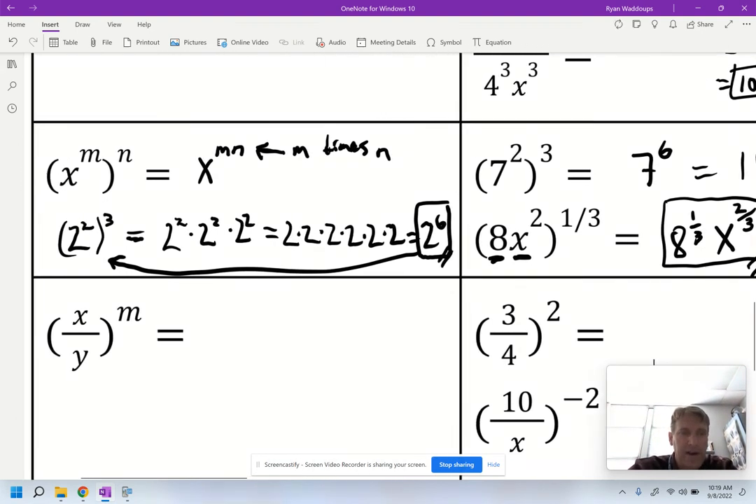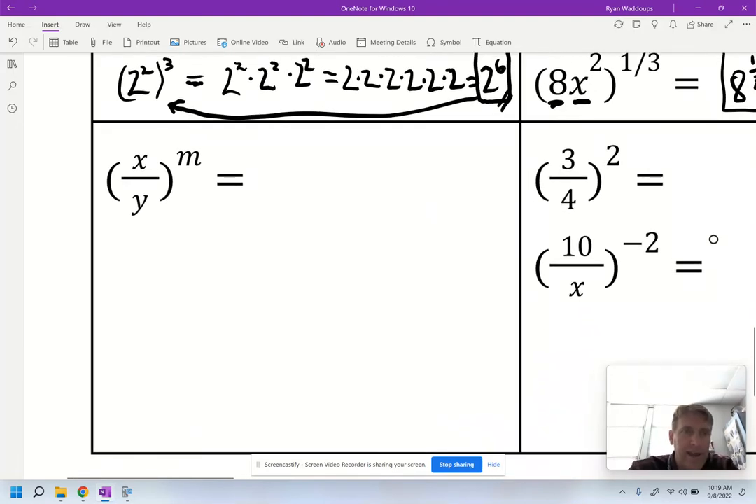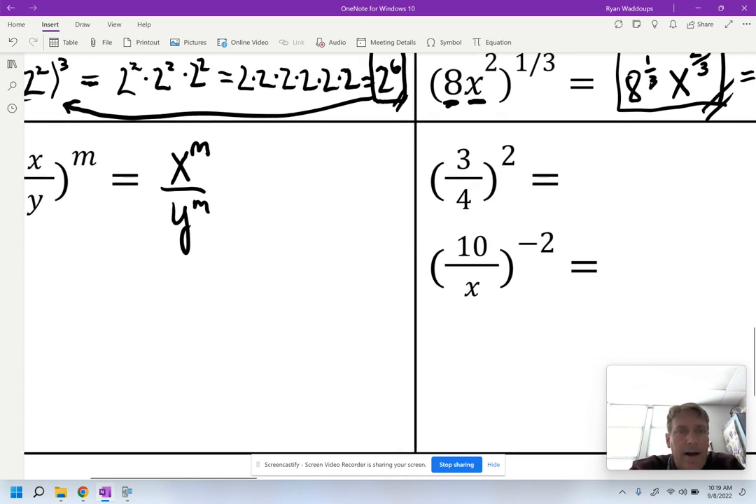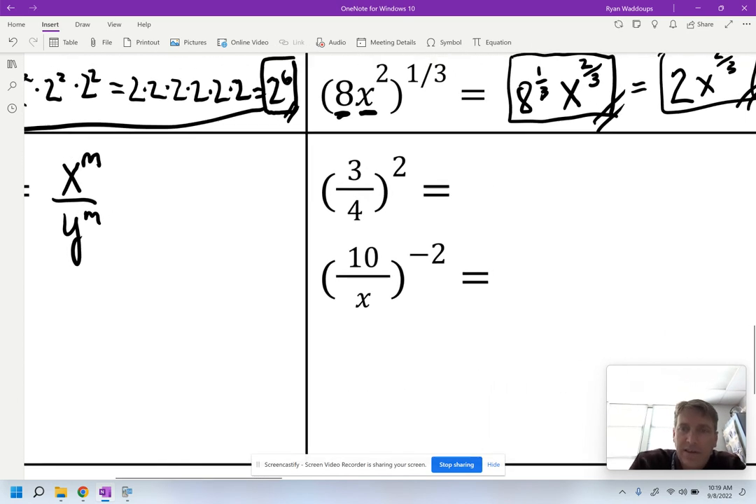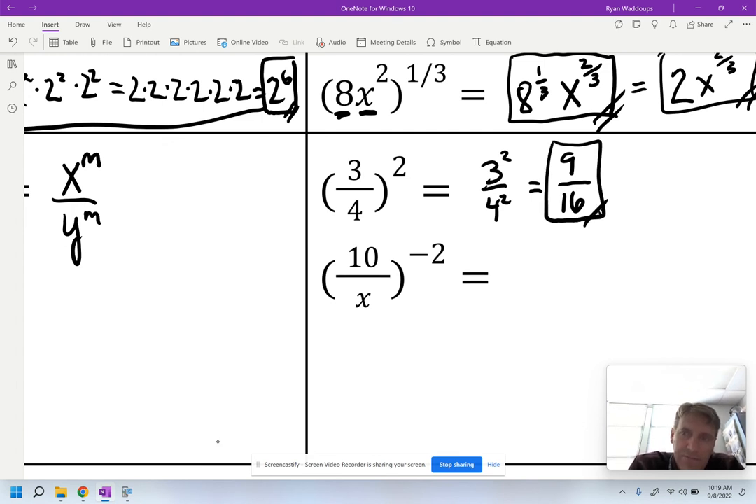All right. Then we've got x over y, all raised to the n power. Well, that's each of them raised to the n power. So x to the n over y to the n power. So look at this example here. This is 3 to the second power over 4 to the second power. And both of those can be evaluated. So this is 3 times 3, which is 9, over 4 times 4, which is 16. And that would be my final answer.